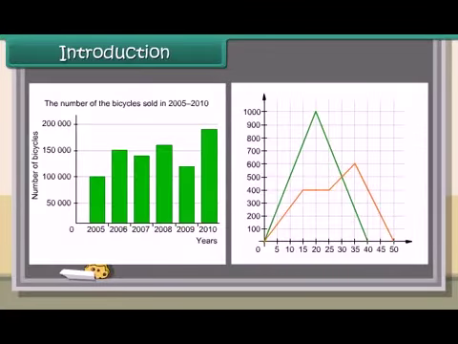Usually data can be presented in the form of a table. Graphs are visual representations of data. In this chapter, let us study histogram and line graph.